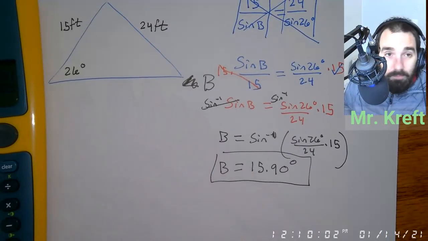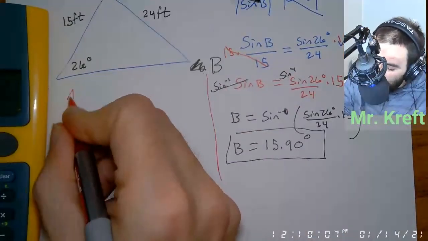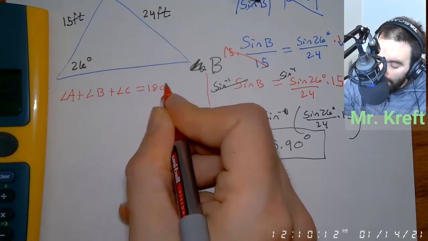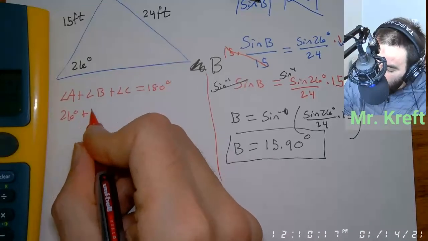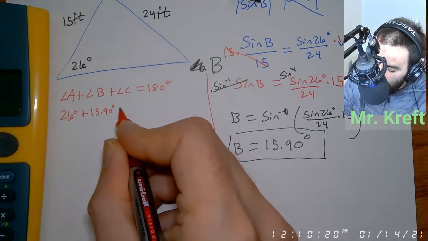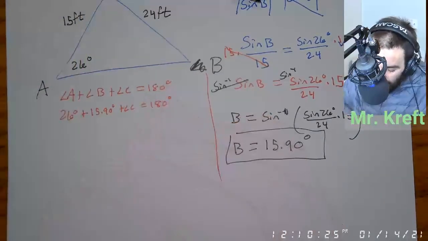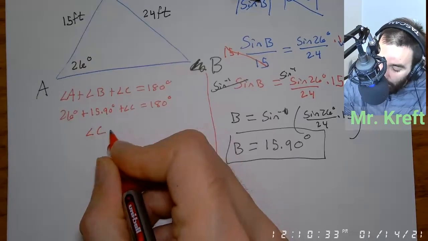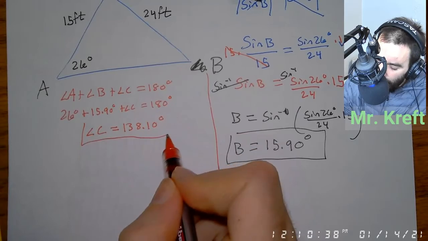Now, can I find angle C? Yeah, because to find angle C, I know angle A plus angle B plus angle C equals 180 degrees. Angle A is 26 degrees. Angle B is 15.90 degrees. And I don't know angle C. So if I solve, I take 180 minus 26 minus 15.9, and I get that angle C is very obtuse, 138.10 degrees.